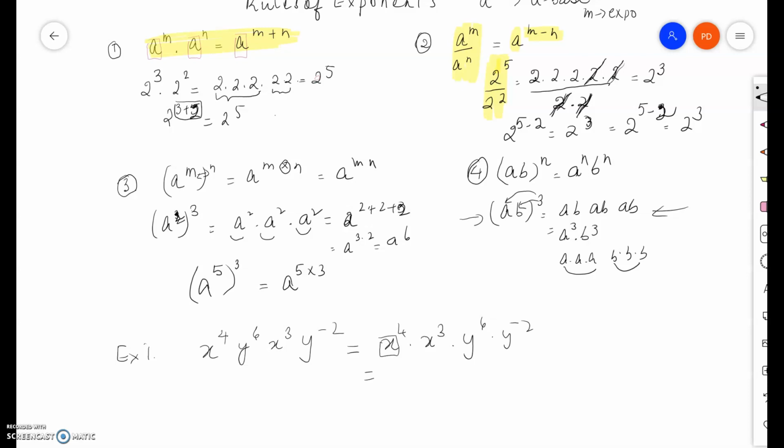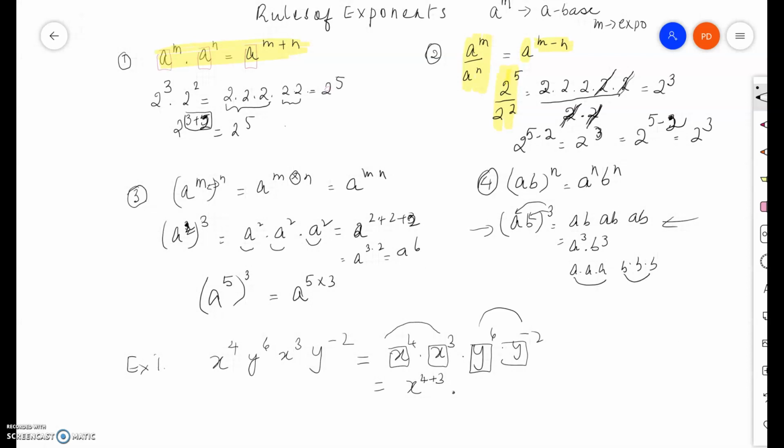If the bases are the same, we write the same base. So these two can be combined using the first rule: 4 plus 3. Here again the bases are the same, so these two can be combined to write y to the 6 plus negative 2. We just add the exponents. So that is x to the 7th times, sorry, that should have been a y to the 4th power. So the y's combine. y to the 6th times y to the negative 2 is y to the 6 plus negative 2, which is 6 minus 2, that is 4.